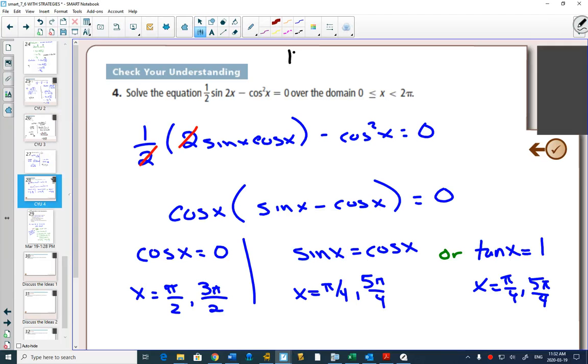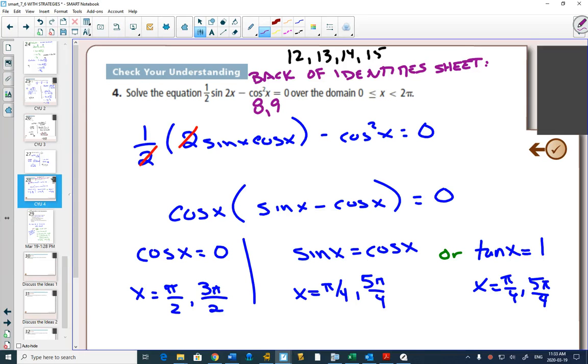So from your textbook, 12, 13, 14, 15, and I've assigned this already when the sub was here, but you wouldn't have been able to do all of these, and nobody started them anyways. But the back of that identities sheet, questions 8, 9, 11, 12, 14, 15, 21, 27, 29, and 31.